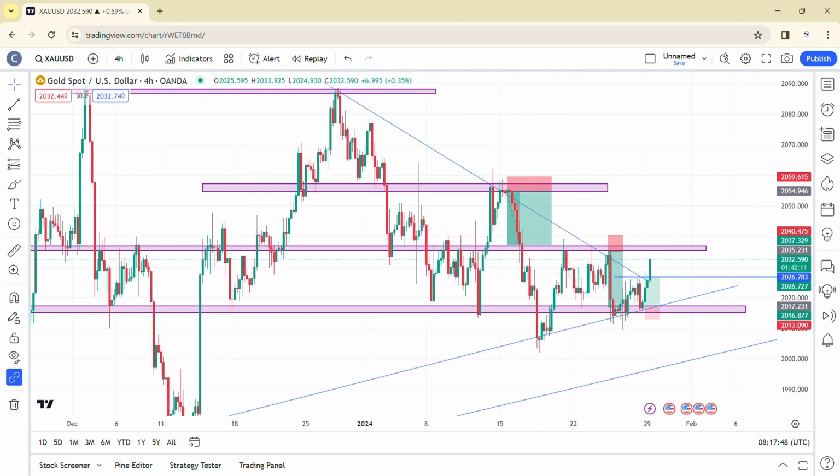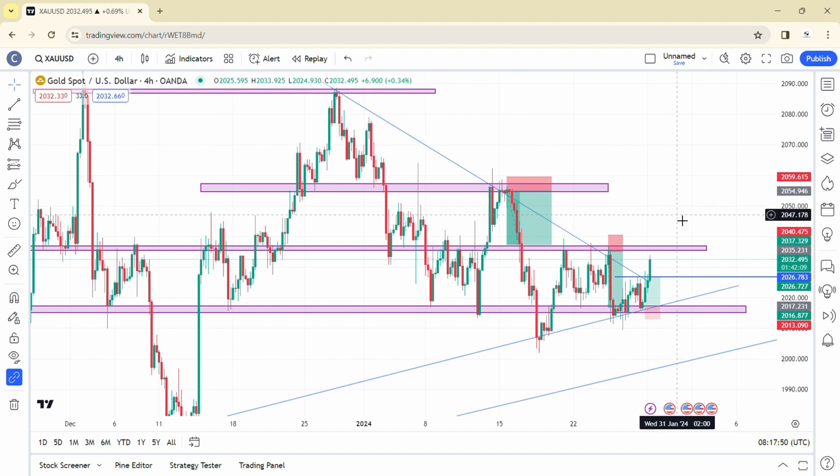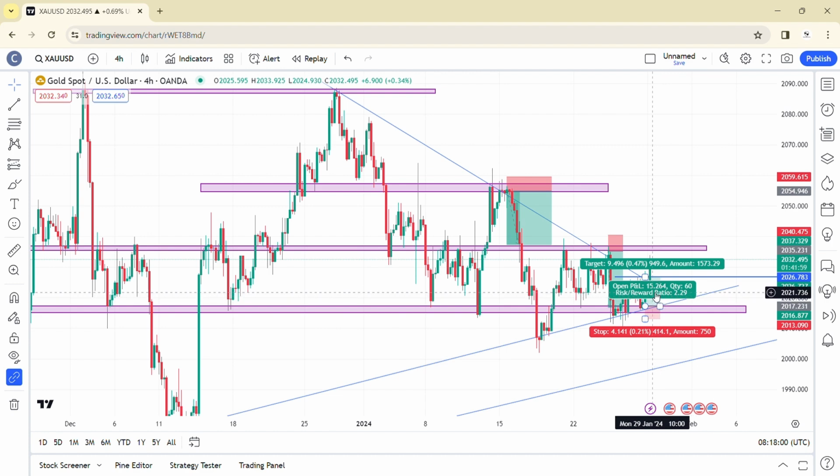As you can see, the gold trade we gave on Friday went straight to our TP a little bit after market open. You can see 94 pips bagged on gold.